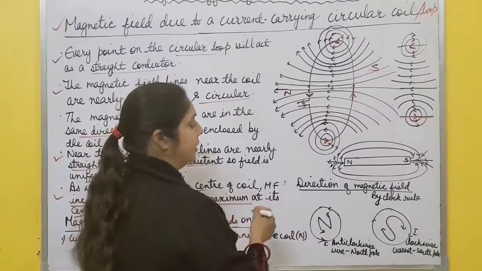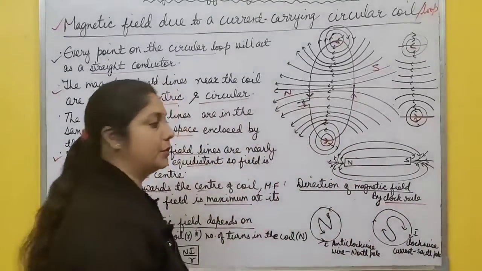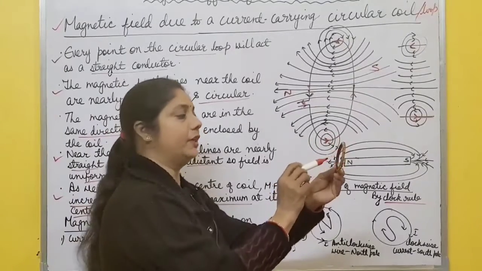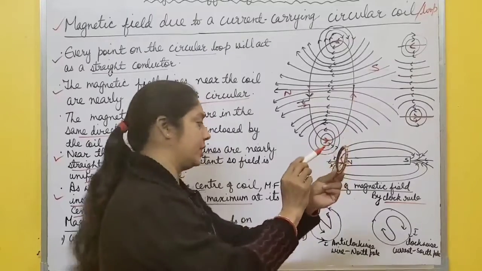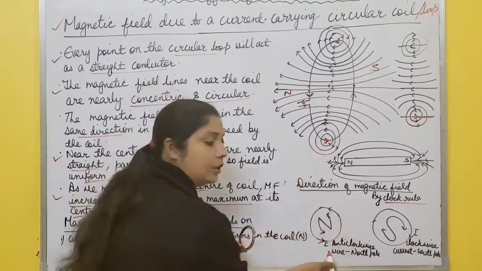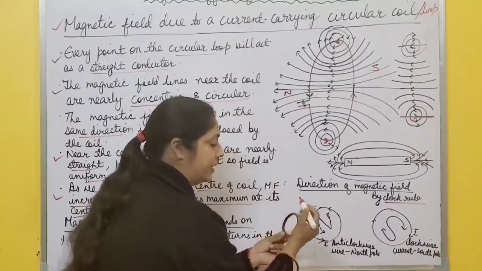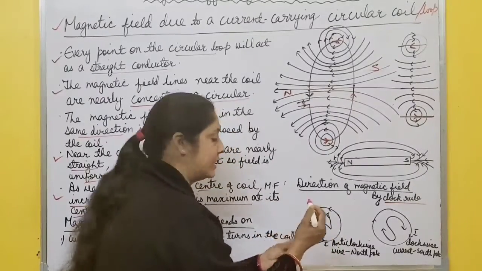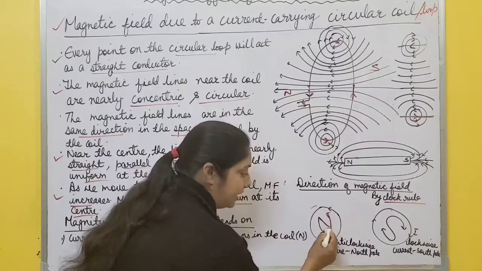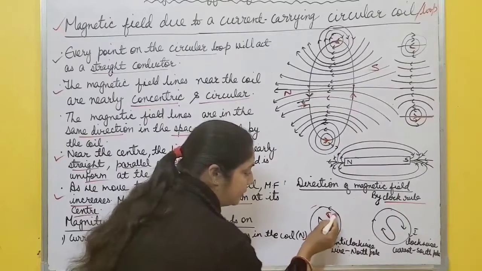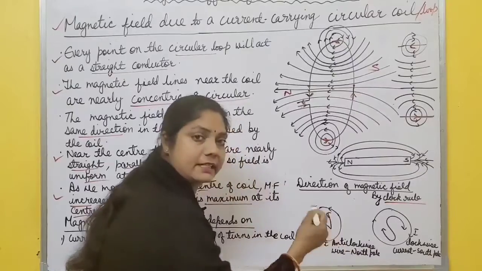The direction of the magnetic field is determined by using the clock rule. According to this rule, looking at the face of the coil, if the current around that face is in the anti-clockwise direction, then that face acts as a north pole. If current is flowing in the anti-clockwise direction, looking at this face, then this face acts as a north pole. You write N like this. So current is flowing in this direction, which means this face acts as a north pole.